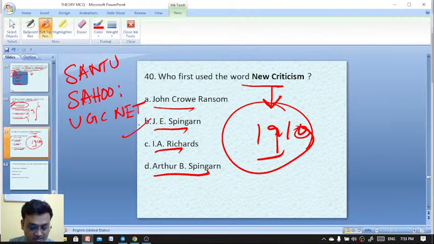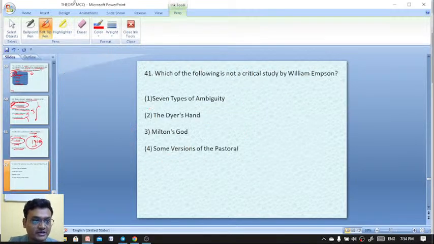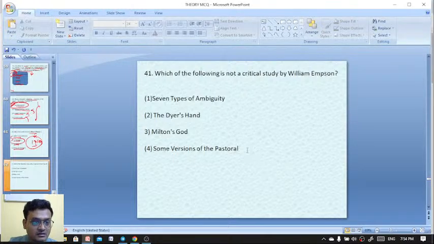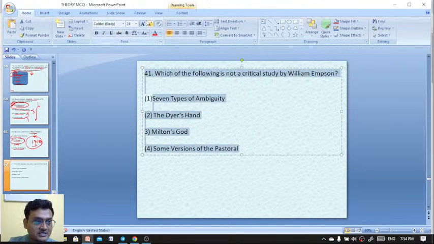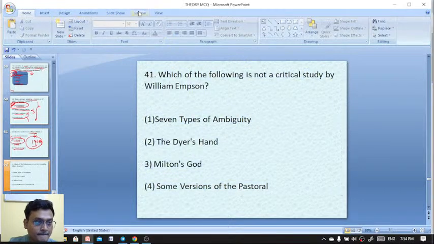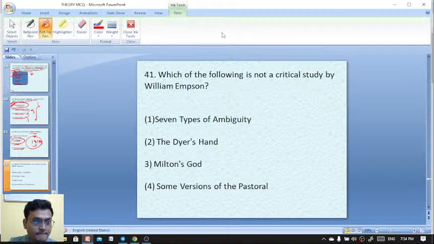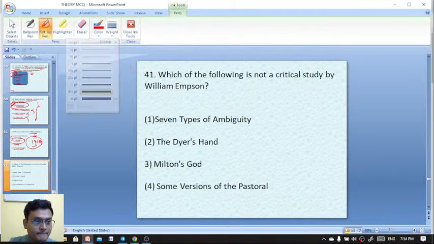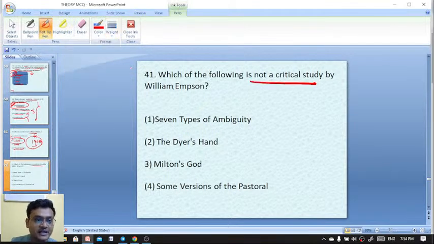It is J. E. Spingarn who used New Criticism for the first time. Which of the following critical studies is not a critical study by William Empson?